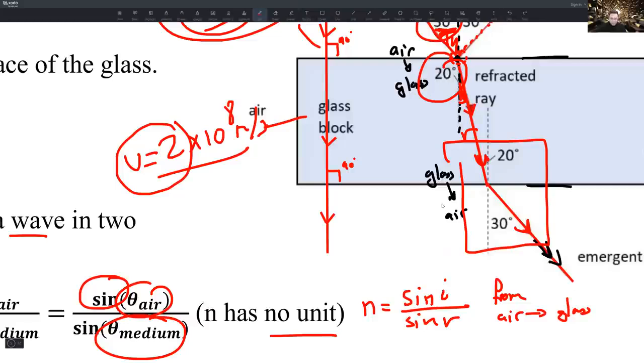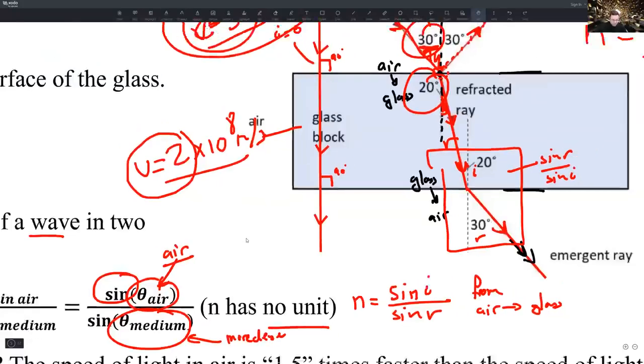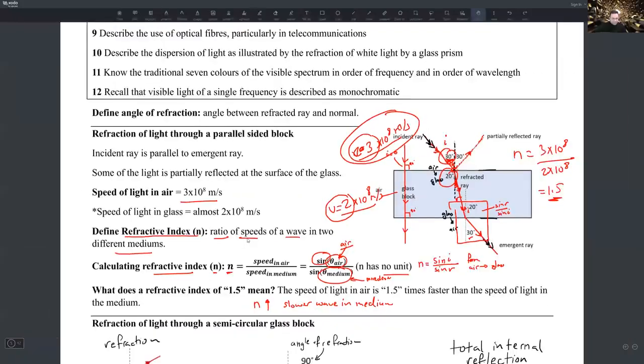Now, you could say, hey Mr., if it's moving from glass to air, it's sine R over sine I, because I is small and R is big. Don't bother. The angle on top must always be the one in air, the big angle. The less dense medium is always on top in this equation, and the more dense medium is always at the bottom. Agreed? That's why I say sine air over sine glass, so that you don't mix it up. Ask yourself, is it more or less dense? Air on top, glass at the bottom. Always. Am I clear? Very good.